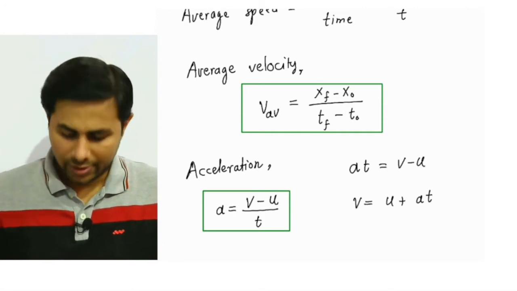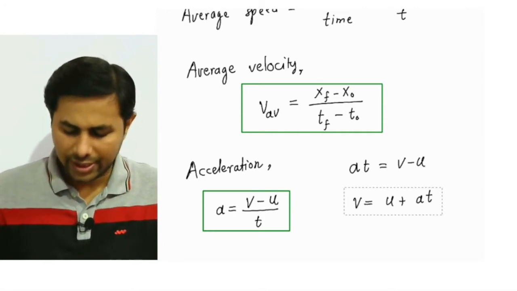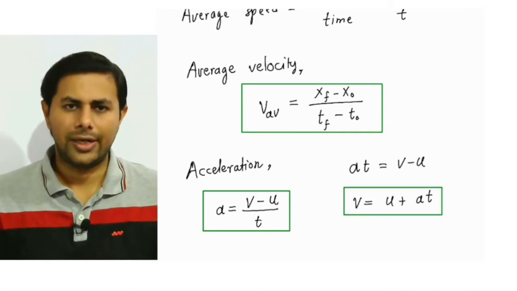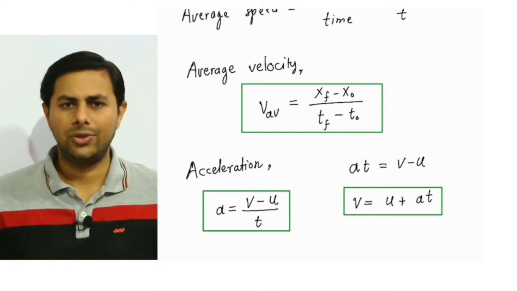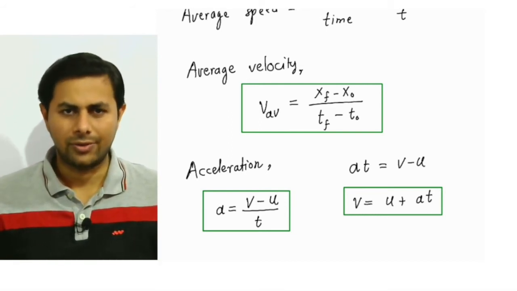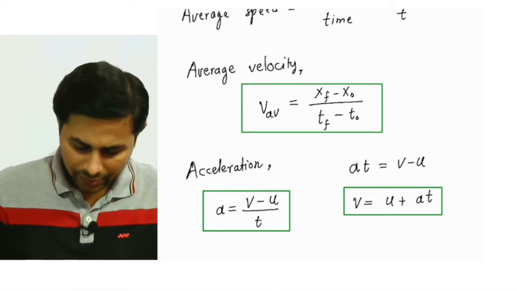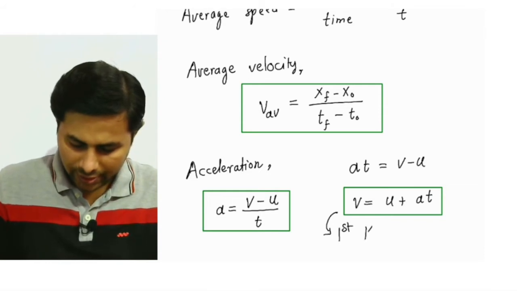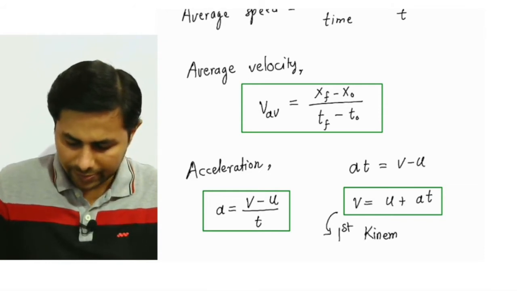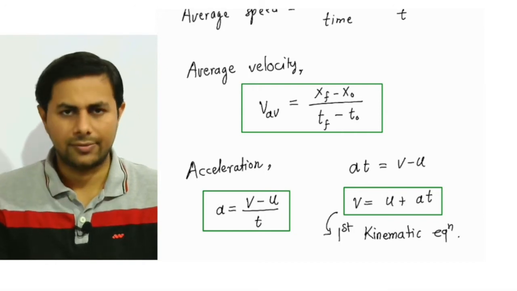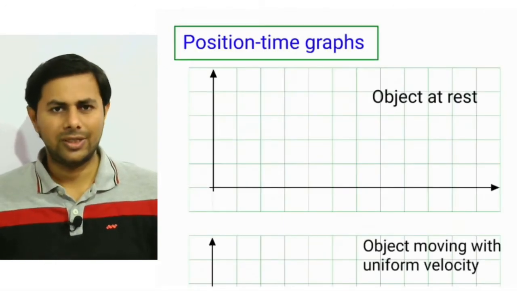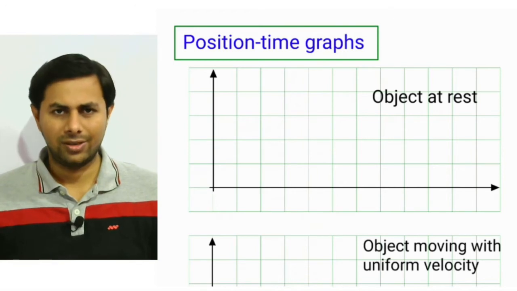So this equation is called the first kinematic equation of motion for an object which performs uniformly accelerated motion. Now we have defined some basic quantities related to motion.